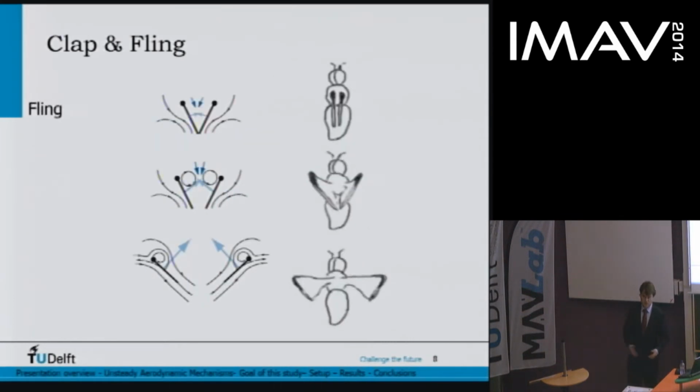Afterwards, fling is when the wings come apart again. Now you see the leading edges go apart first. This creates a low pressure region in between the wings. This almost instantaneously creates leading edge vortices, and like I said, these leading edge vortices are very important for the generation of lift. So in this effect, it will increase the creation of lift.